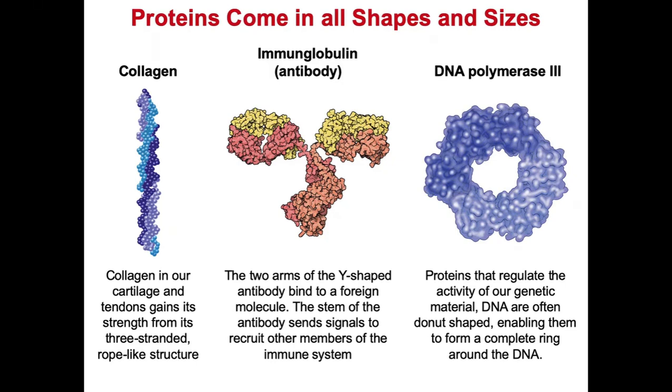DNA polymerase, so you should have come across this in Dr. Madera's lectures. And here we can see a donut-shaped protein, and you can see the hole in the middle, and this is where the DNA will pass through as the DNA is replicated. So you can see that there are very, very different structures depending on the role of the protein in the body.